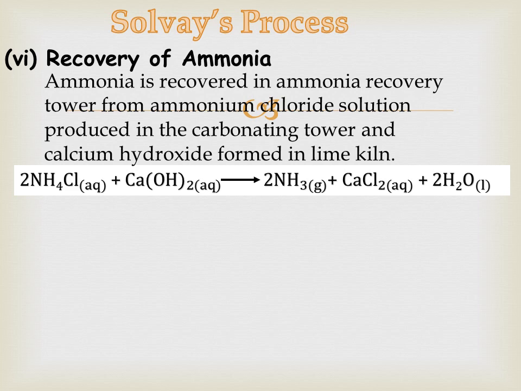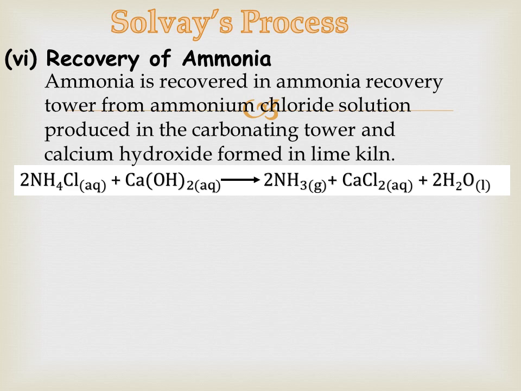So this last, sixth step is the additional step, because we want to recover the ammonia once again. This recovery is possible where we take calcium hydroxide from the fifth step, which is the preparation of carbon dioxide and calcium hydroxide, and ammonium chloride is taken from the carbonating tower. Both are reacted to give you ammonia, calcium chloride, and water. This calcium chloride is the only product which is left over in the Solvay process.